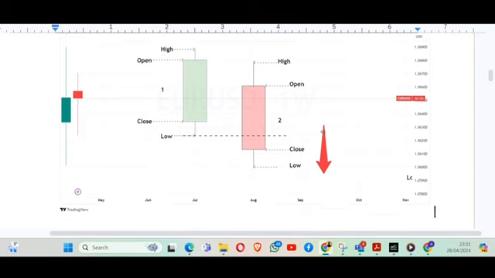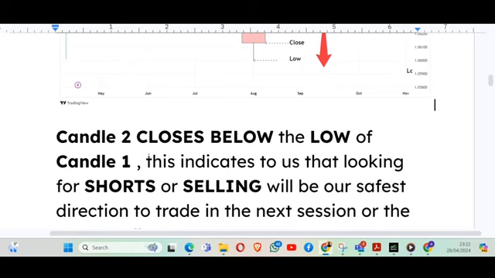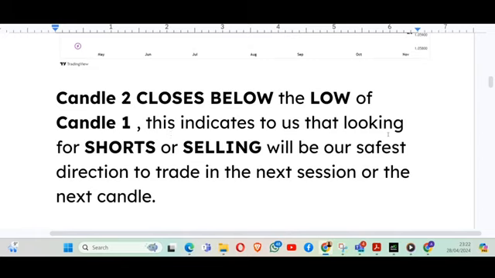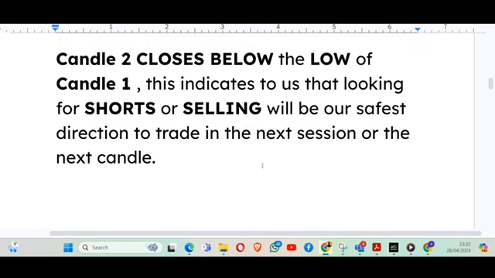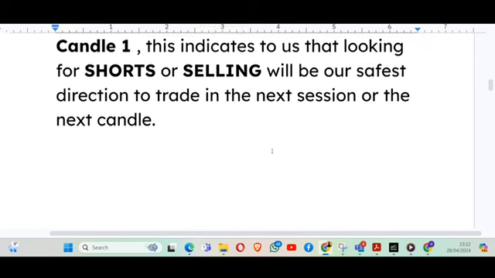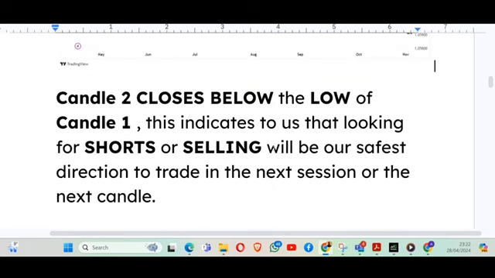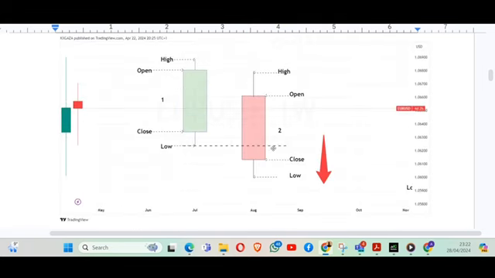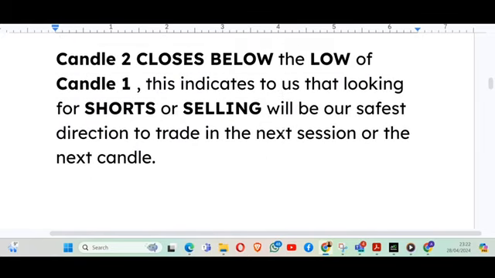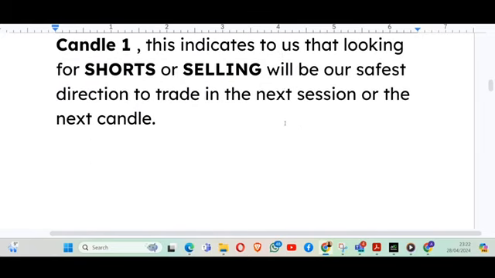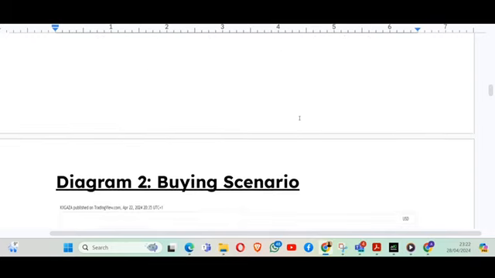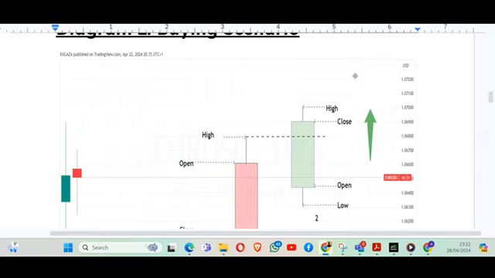So this scenario is telling us that there's a high probability. Candle 2, like I said, closes below the low of candle 1. This indicates to us that looking for shorts or selling will be our safest direction to trade in the next session, or in the next candle. I hope that is clear. It's very, very simple. What side of the high or low of candle 1 did candle 2 close? That's all we're looking at. So that's for the sell scenario.